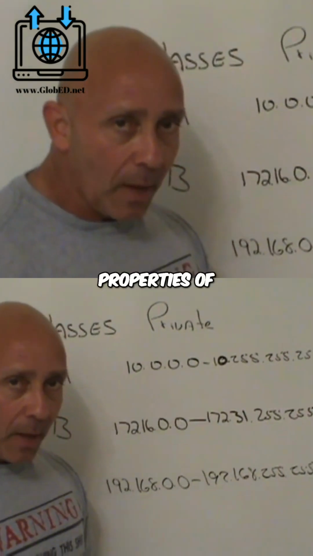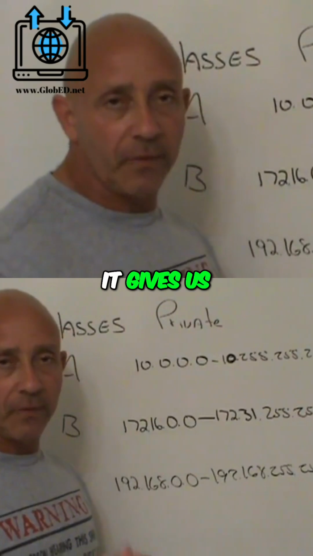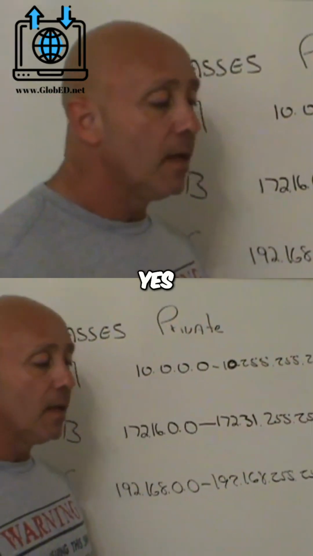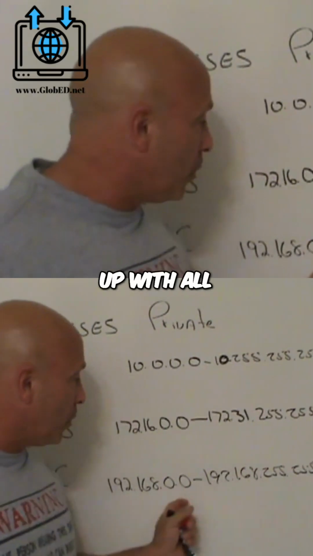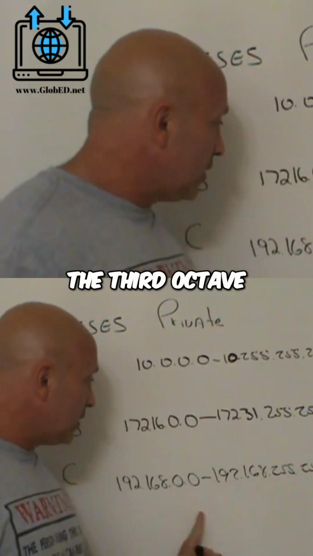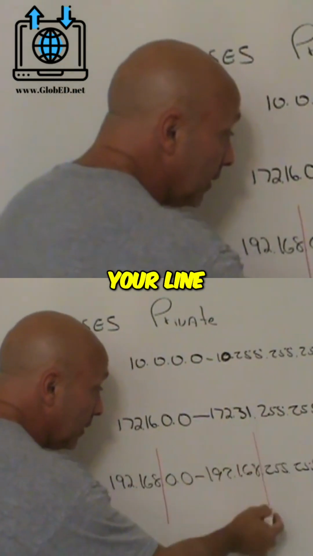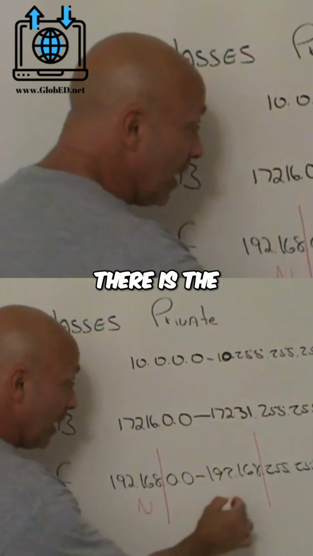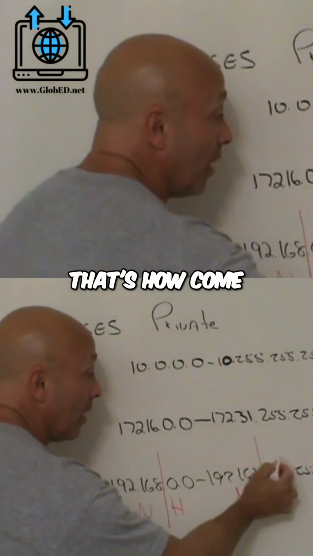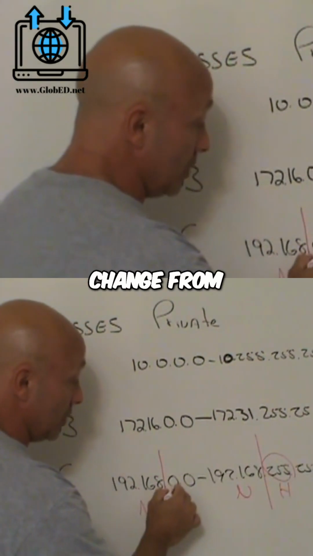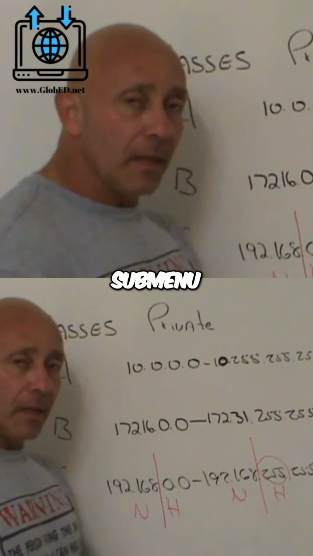Do we see this in the properties of TCP/IP? Of course not. We hit a tab, boom, it gives us 255.255.255.0. Yes. That is the default mask on your test. That's what you answer. But how do they come up with all these, where the third octet changes? Because here is your line, right? There is the network portion. There is the host portion. That's how come this number can change, right? From 0 all the way up to 255. So once you start doing the subnetting, you'll see it.